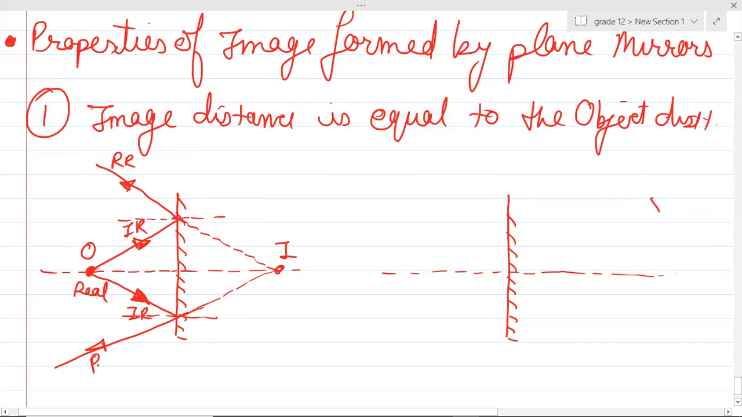Are the reflected rays converging? Can you see the reflected rays are like this? Reflected rays are going away. Can you see the direction, everyone? Reflected rays are diverging. They are not converging. Reflected rays going like this, reflected rays going like this. So the reflected rays are diverging. Hence the image is virtual. Just focus only on the reflected ray part.